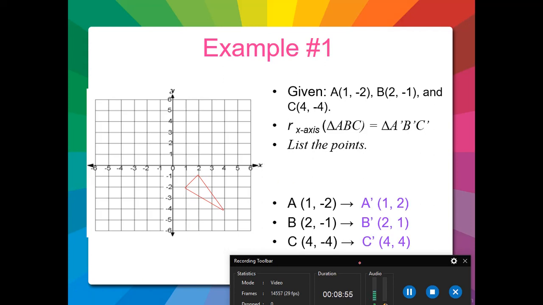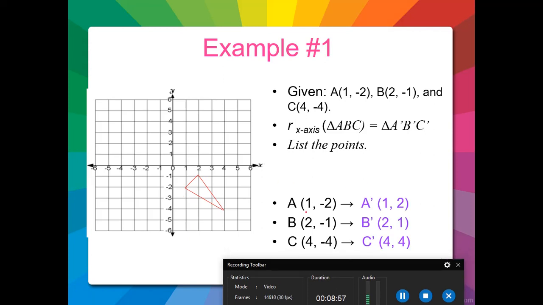Let's apply the rule. We said the rule states that the value of X will remain the same. So to go to A prime, it's going to map to A prime. X is still 1, but Y was -2 and now it's positive. So we'll do that with B prime. X stays the same, Y changes, and C prime. X stays the same, Y changes. Now that I know the locations of the image, I can go ahead and plot those in my coordinate grid.